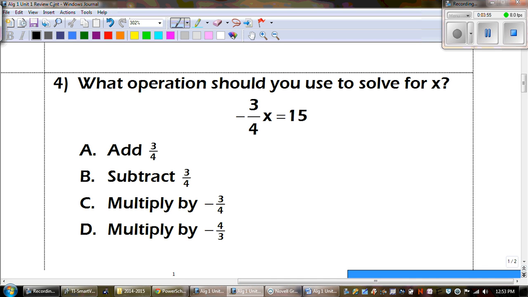All right, number 4. Now, number 4 is pretty much the exact same thing as number 2, except it's just asking what operation should we do? Okay, notice there's no divide. All right, so when a number is next to a variable, that means multiplication. And we're multiplying a fraction. We need to cancel, we have to multiply by, that's right, the reciprocal. So our answer for this is B. We're lucky we didn't have to solve that one.